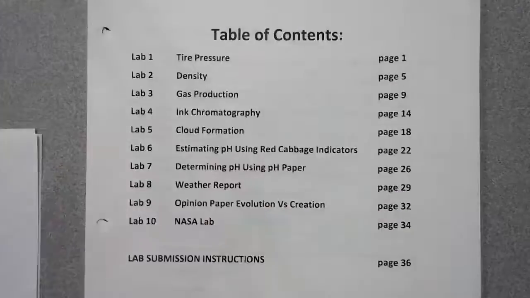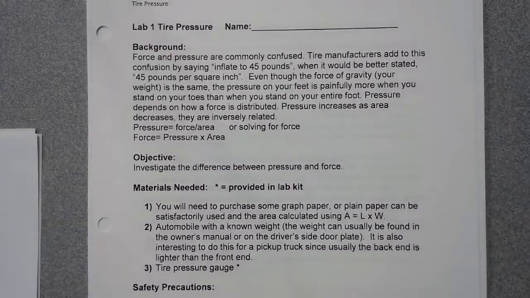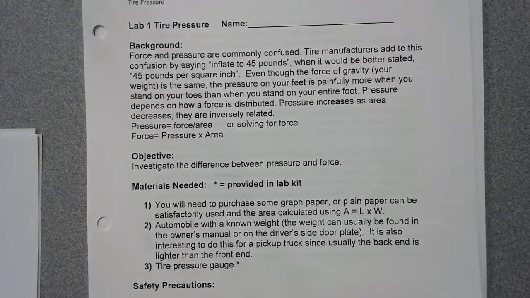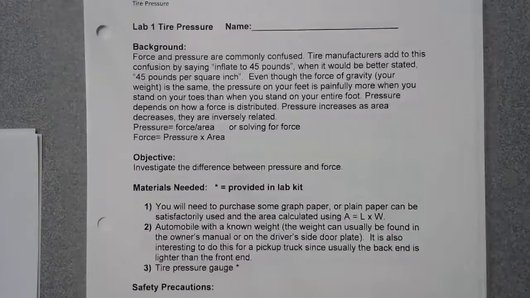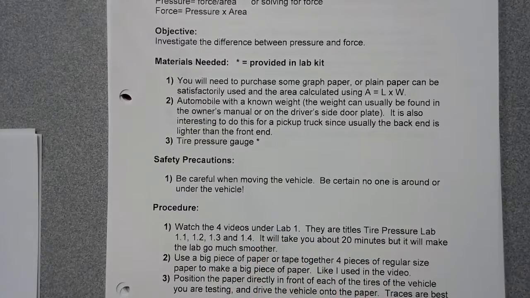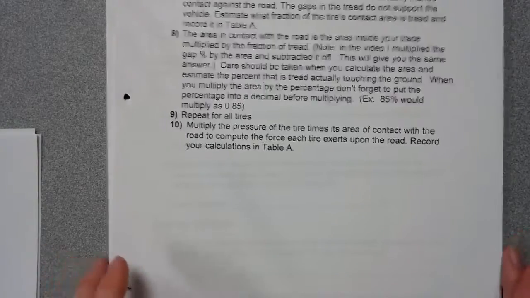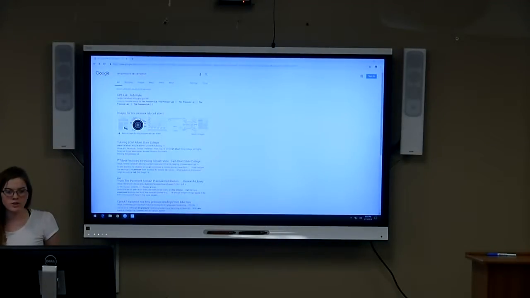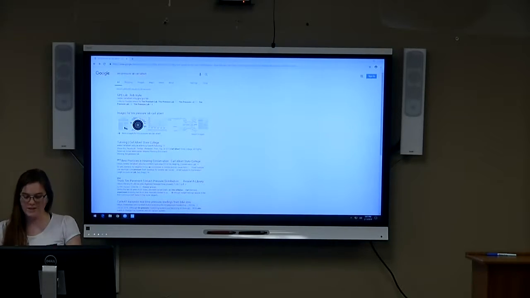If you look at your GPS manual, you'll notice a table of contents, some background, and it tells you what materials you need, safety precautions, and your procedures. Here's where it says to watch the four videos under lab one. As I said, that wasn't specific enough for me. I couldn't find them. And then this is where you have all of the rest of your instructions. If you don't understand the instructions as they are written in the book, there is no problem with going and watching the videos. I found them way more helpful than just reading the pages.